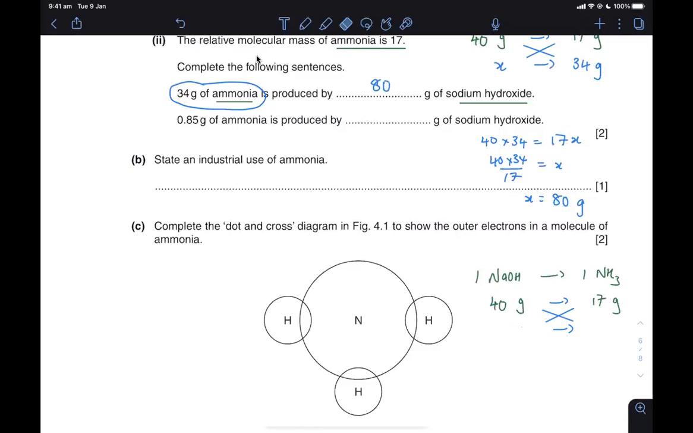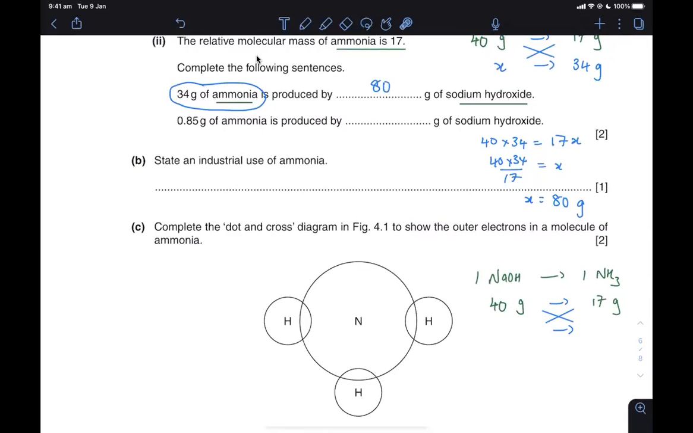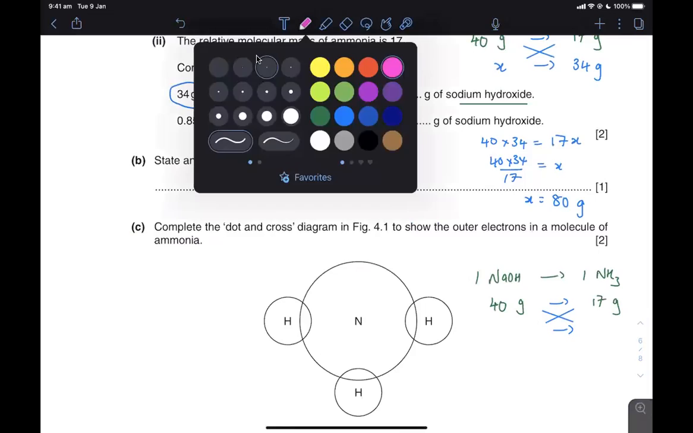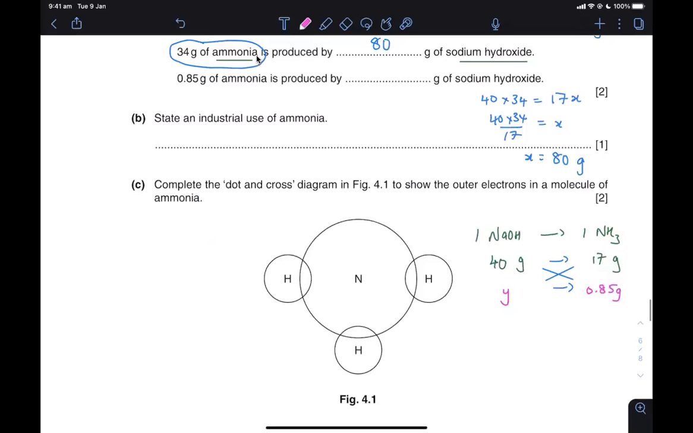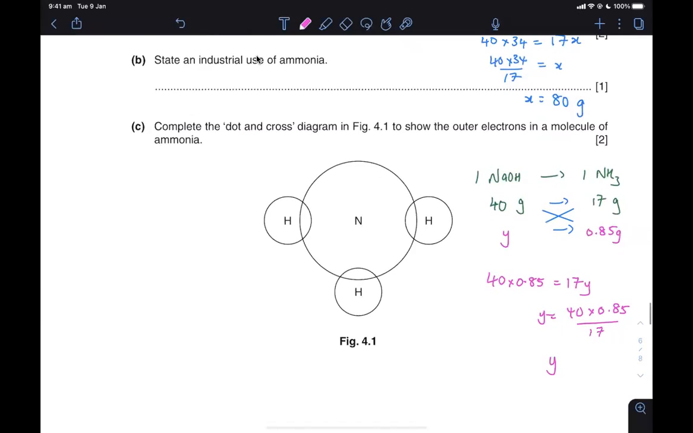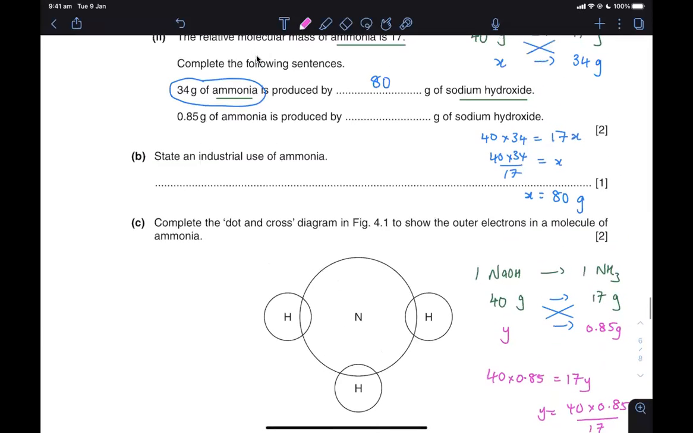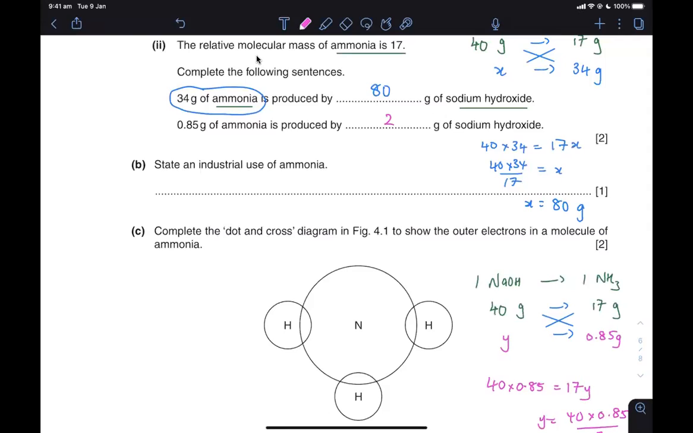So it's the same ratio, NaOH and NH3, but I want 0.85 gram now. So 0.85 gram, I want Y. So something else that's different. The same strategy, cross multiply there, and that gives you Y. If you can do your math, you should have no problem with this. The problem is you calculated the MR incorrectly, and then you couldn't do the math correctly. That gives you 2 gram there. So that's 2 gram. All right, next up, state an industrial use of ammonia.